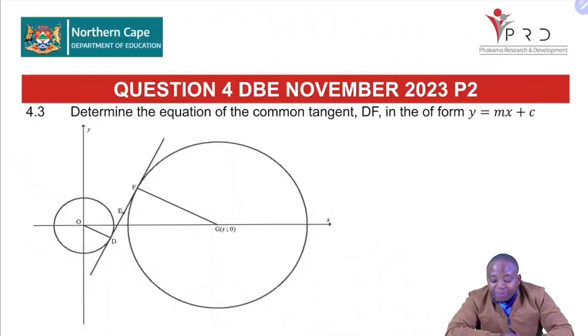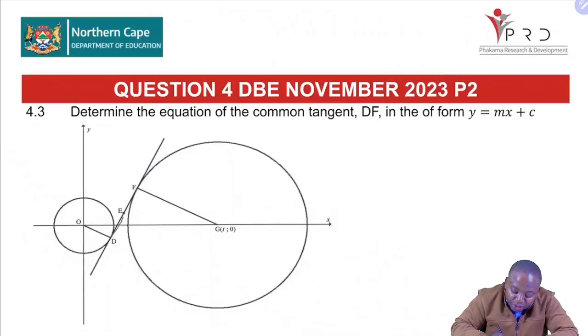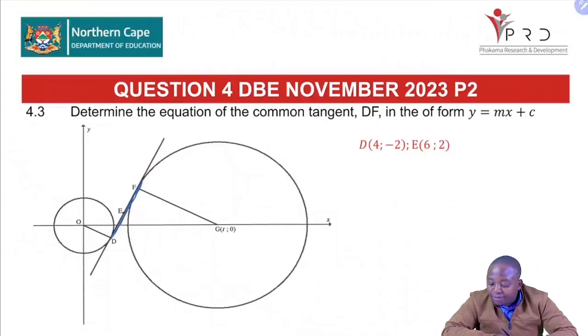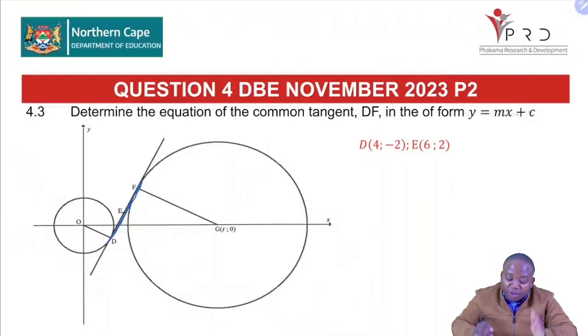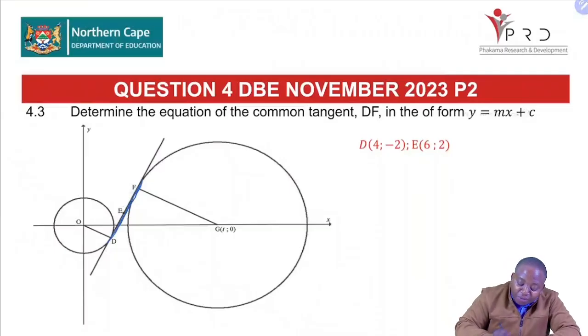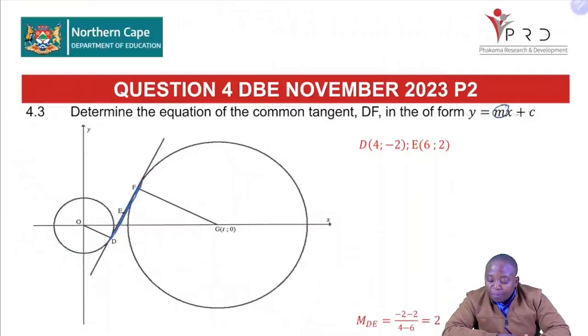Right, 4.3 says determine the equation of the common tangent DF. So this is the common tangent DF. We need to find the equation of DF in the form y equals mx plus c. How would you find it? The first thing that we need to find is the gradient of DF. Remember, we need to find the m from the standard form.